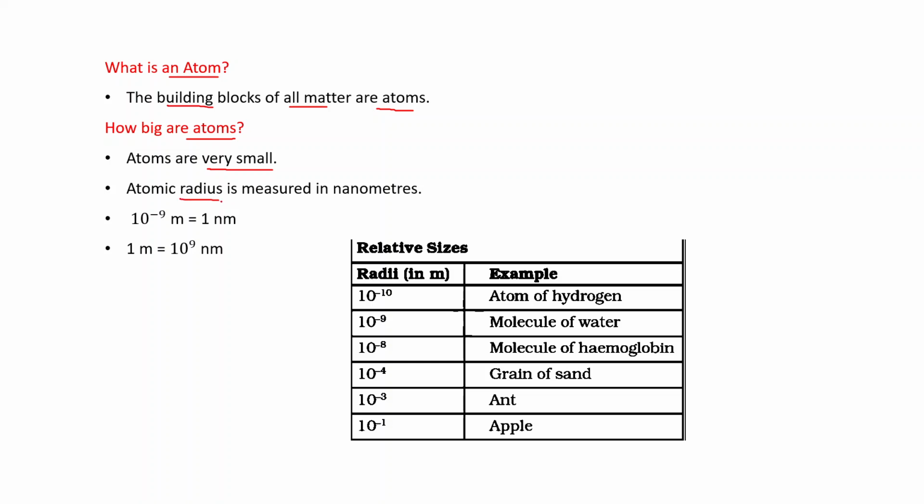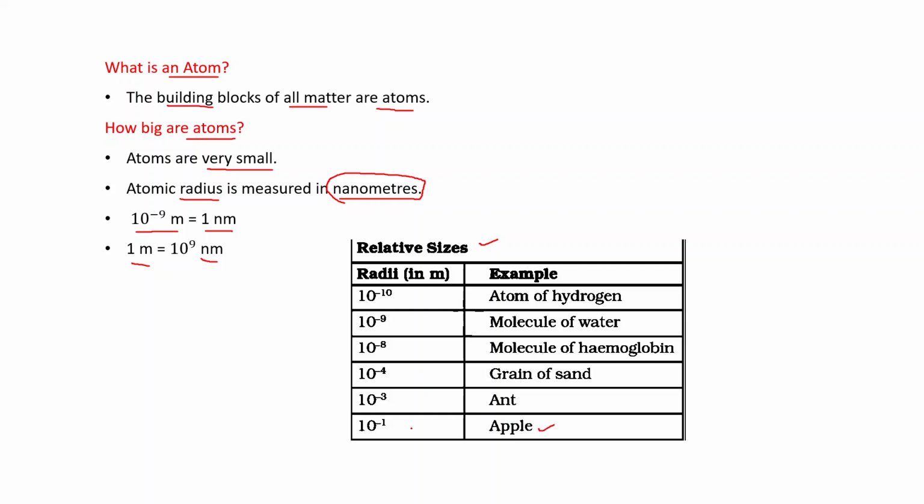Atomic radius is measured in nanometer. This is the unit, nanometer. What is this nanometer? 1 nanometer is equal to 10 raised to the power minus 9 meter, and 1 meter is equal to 10 raised to the power 9 nanometer. Okay. Now, if you want to compare the atom with the particles which we can see in our daily life, just look at this table, relative sizes.